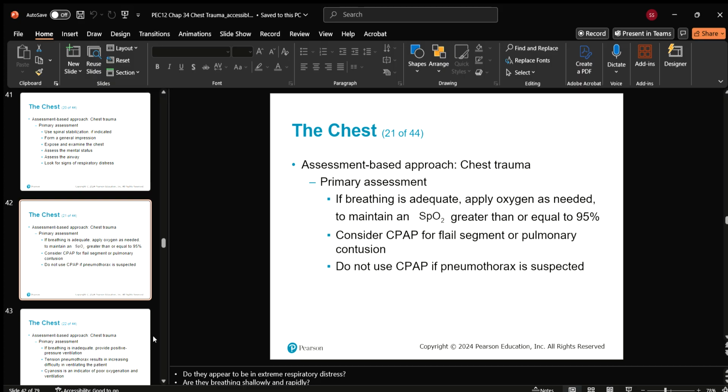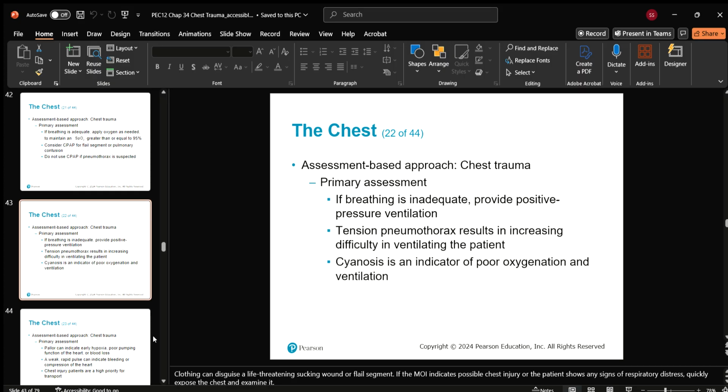So consider CPAP with these individuals unless they have a pneumothorax, because we don't want to increase that intrathoracic pressure any more than we already do, because that's what a CPAP does. It increases the intrathoracic pressure, and that's why we get a drop in blood pressure on our CPAPs. So if they have a pneumothorax, that is air trapped in the chest wall, we don't want to increase that by putting a CPAP on them.